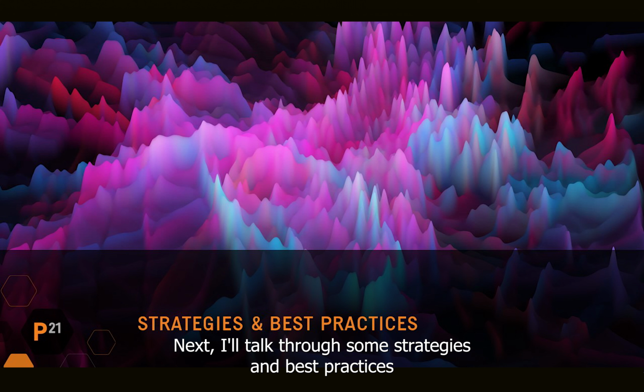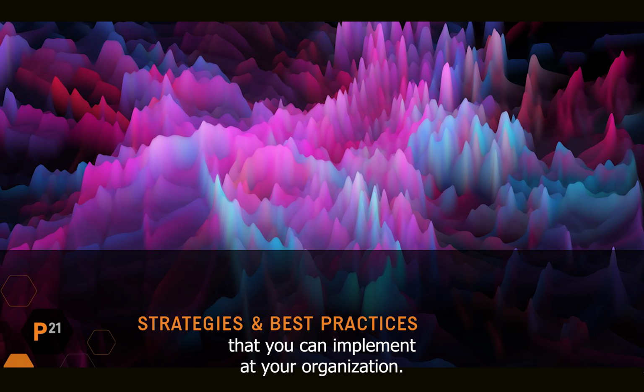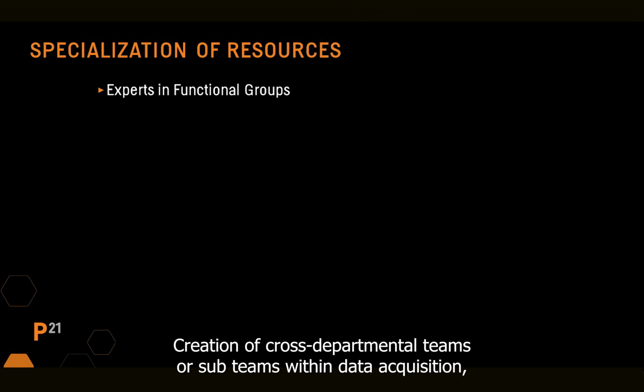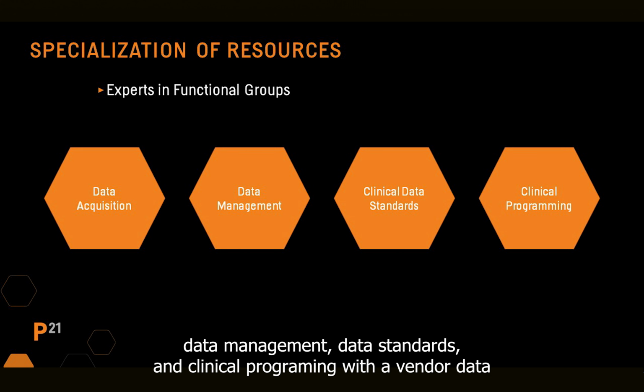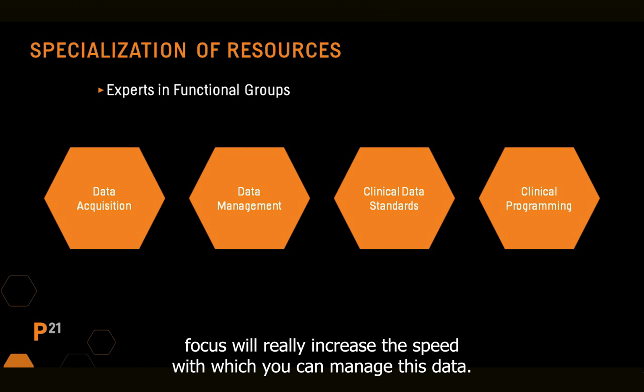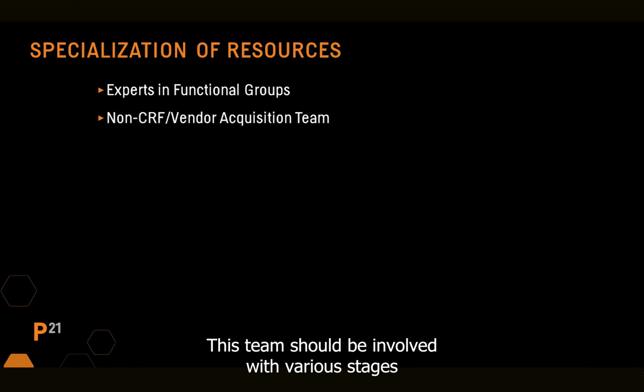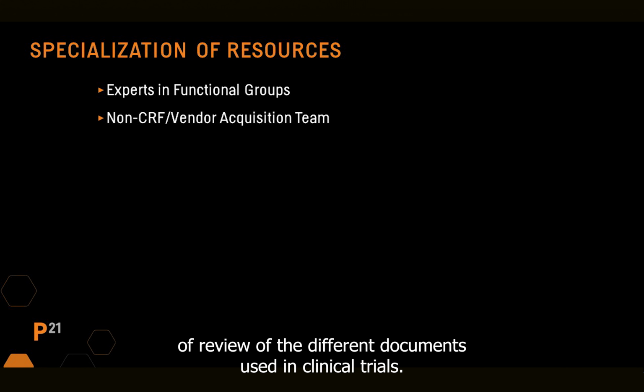Next, I'll talk through some strategies and best practices that you can implement at your organization. The first strategy we'll talk about is specialization of resources. Creation of cross-departmental teams or sub-teams within data acquisition, data management, data standards, and clinical programming with a vendor data focus will really increase the speed with which you can manage this data. This team should be involved with various stages of review of the different documents used in clinical trials.